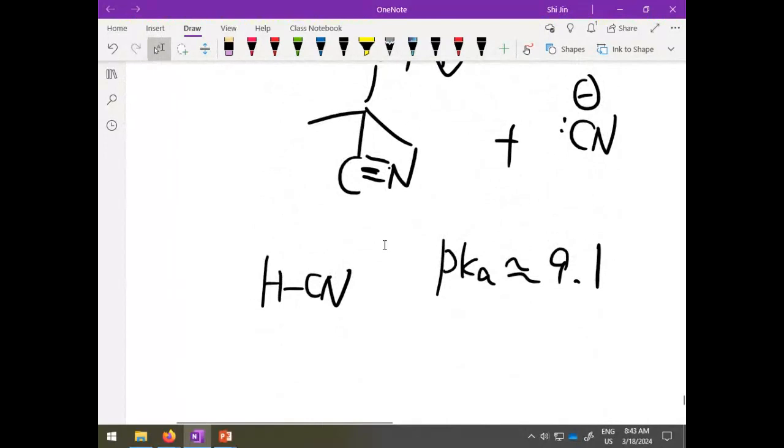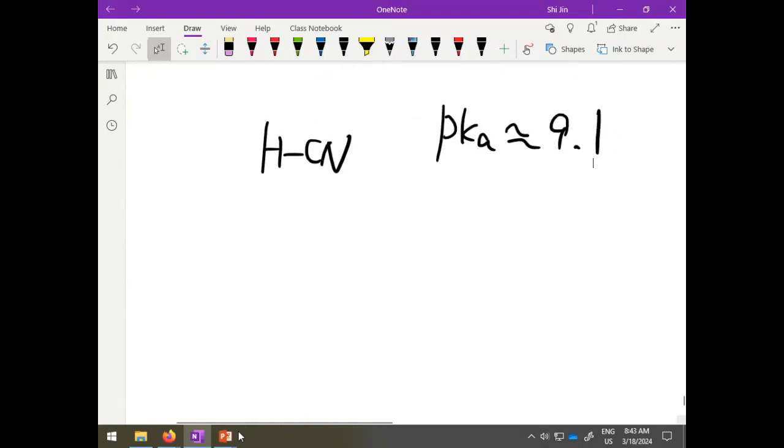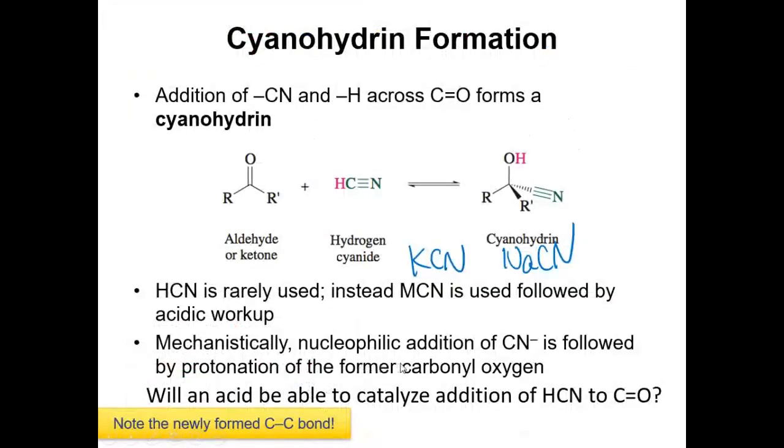Now we also learned that in the hydration process, adding base can make the reaction faster, and we also can add acid and make the reaction faster. So can we add acid to catalyze the cyanohydrin formation from hydrogen cyanide and the carbonyl group? Yes, I see somebody nodding their head.